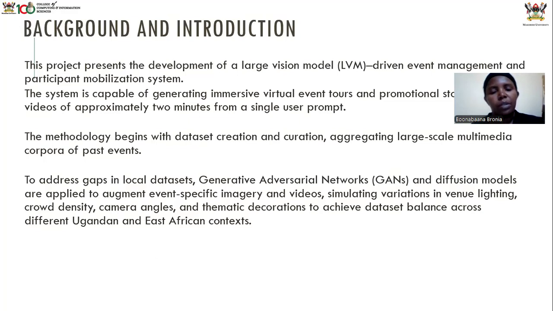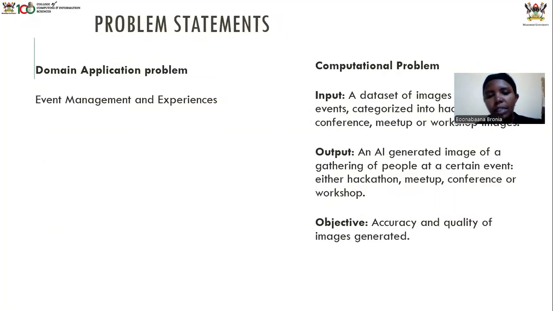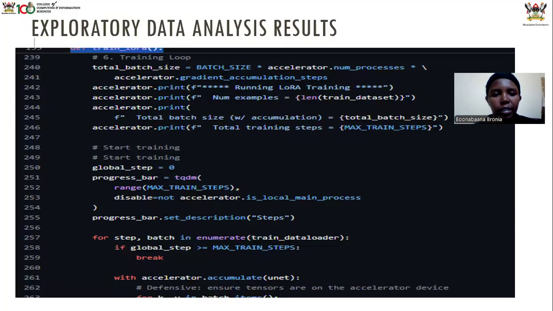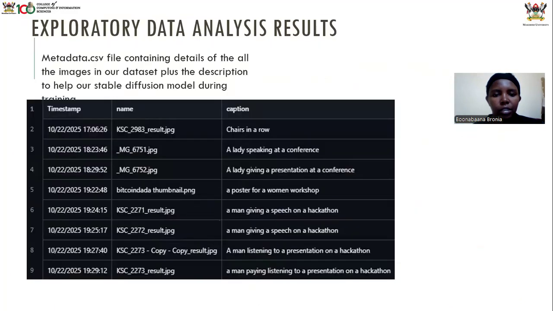So the methodology: we started by creating a data set which was literally small to train our model. So we had to retrain and go ahead and gather more data sets. Remember, we created a data set from scratch using past events, memories, and photos, and we managed to gather at least 5,000 images. Instead of data cleaning, we went ahead and created metadata. In this metadata, we have a CSV file containing all the details of our images in the dataset plus their description.